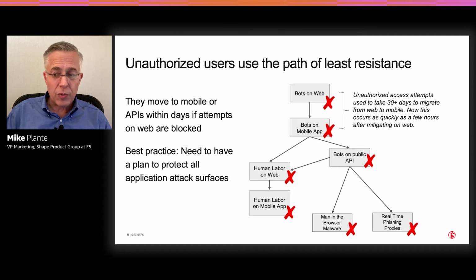We've seen situations where that shift, where the unauthorized traffic will move from your web application to your mobile application, happen in as little as 7 to 14 days. Because they're still continuing to try to get value out of this unauthorized access. If your web application and any mobile application you may have are defended, but you have APIs that are open, public machine-to-machine APIs, they will attempt to exploit those APIs.